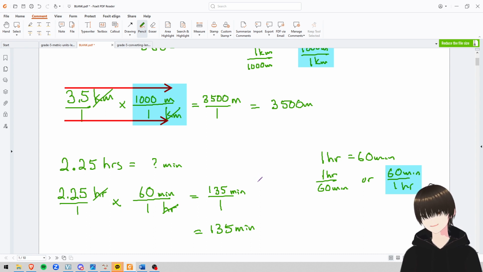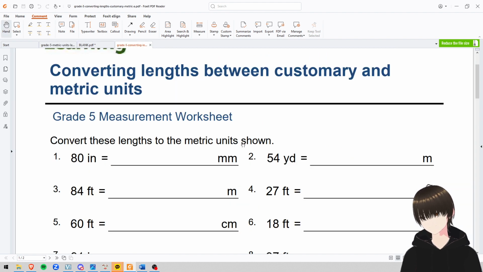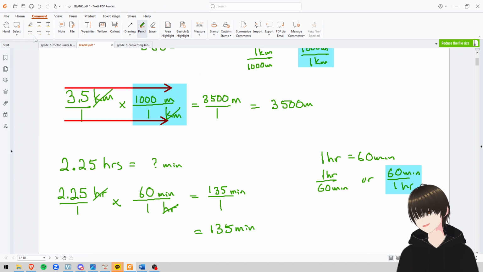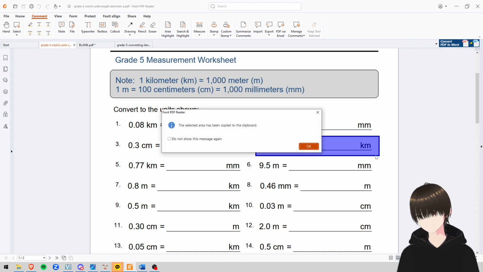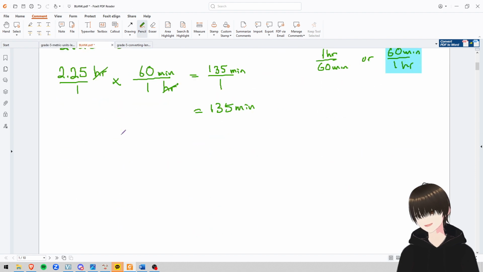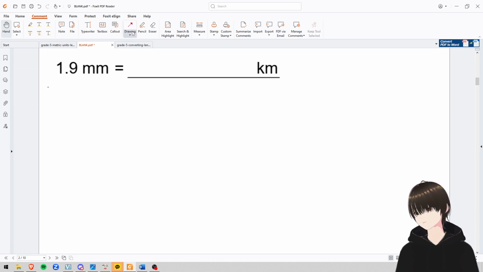So, shall we do one more harder one before we jump into something like that? Okay, here we go. Actually, we could take one from here. How about we do something in reverse? Okay, this is going to be a bit of a tough one, but I hope you can handle it. I'm going to take this and paste it. Let's see if I can find page 2 for this. Right there. 1.9 millimeters is to what kilometers?